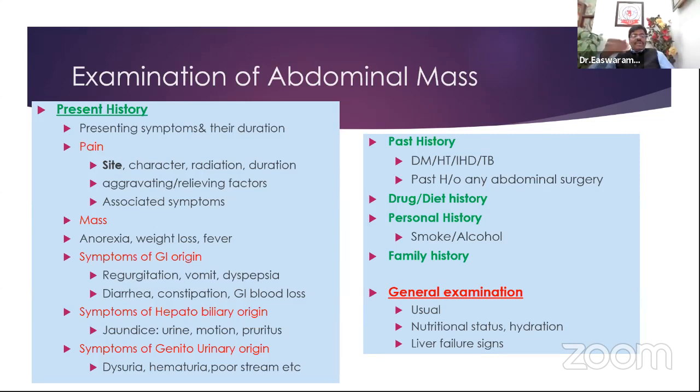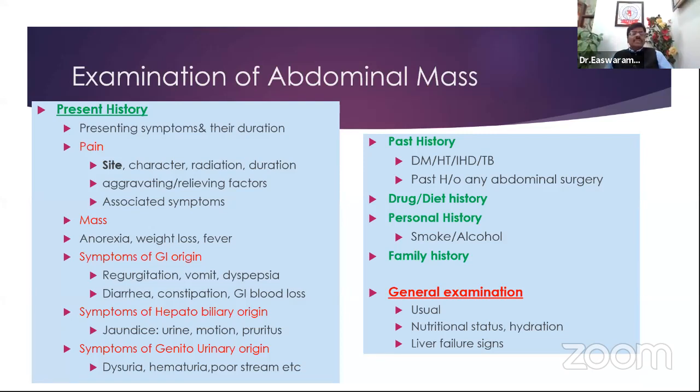Then symptoms of hepatobiliopancreatic origin, HPB surgeon. Okay, liver means jaundice. Then urine, motion, color, pruritus, and things like that. Okay, and that's the way. Jaundice is very, very important because that will fix your lesion. Something wrong with the liver at the maximum, or spleen occasionally if it is a hemolytic anemia.